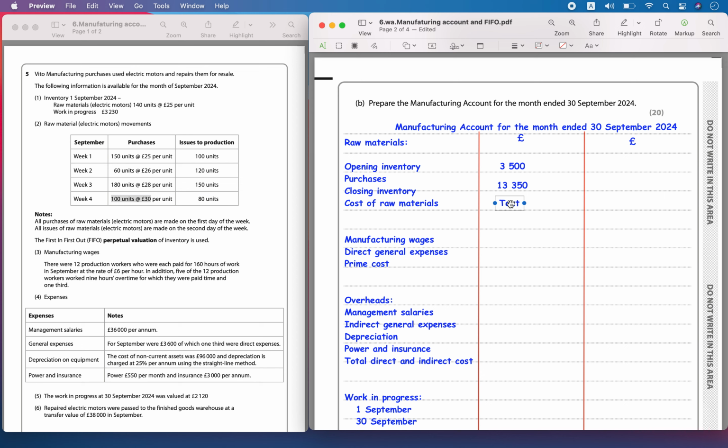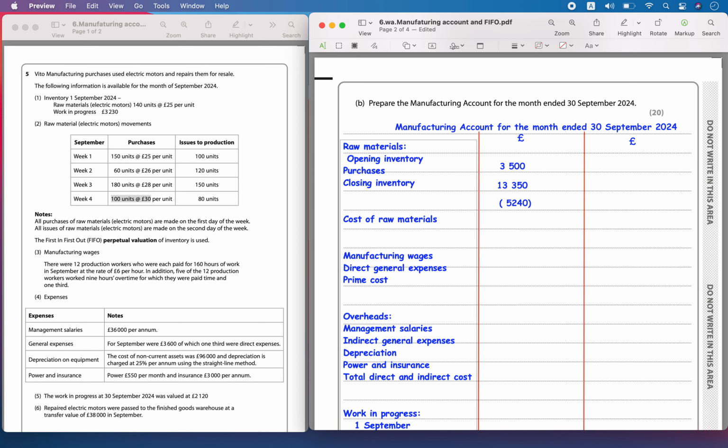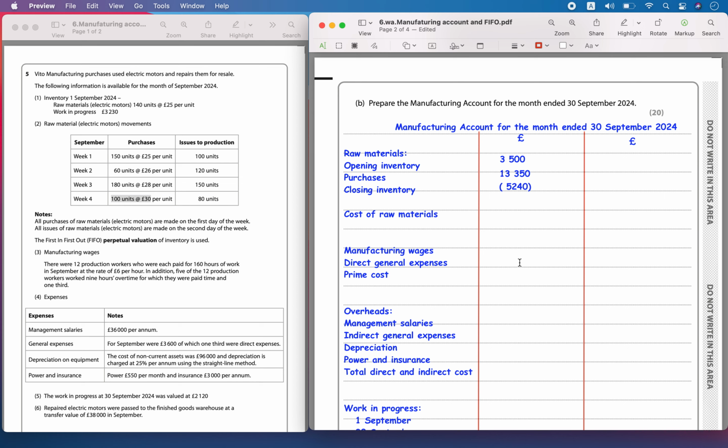So we have to less that closing inventory, 5,240. So this value is going to give us the cost of raw materials. Opening inventory plus purchases less closing, the cost of raw materials will be equal to 11,610. Okay, so it will be 11,610.